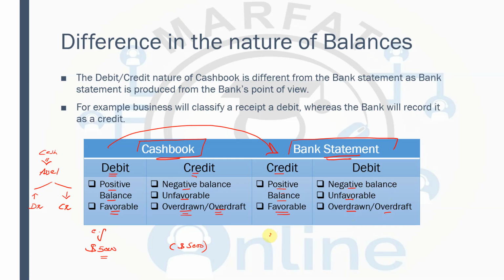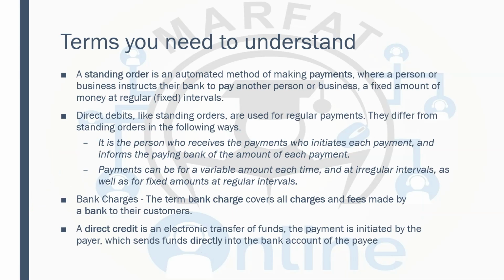So when you have the debit balance, it is a negative balance, unfavorable, overdrawn, overdraft. So the credit balance is the positive balance. The debit balance is the negative balance. This is opposite to the cash book. Remember this for the questions. Positive balance in the cash book is the debit balance. Positive balance in the bank statement is the credit balance. Negative balance in the cash book is the credit balance. Negative balance in the bank statement is the debit balance. So this is something very important you should be aware of.